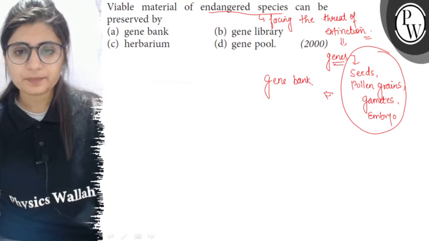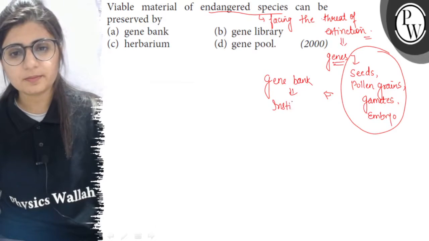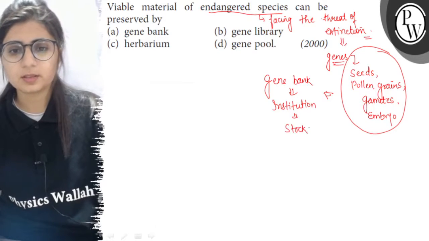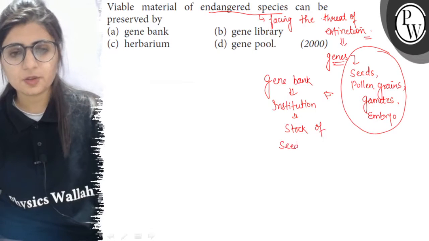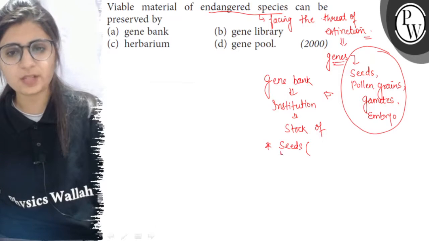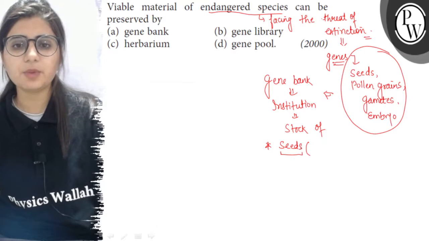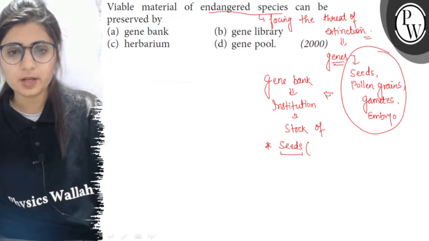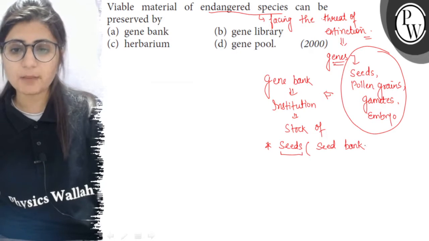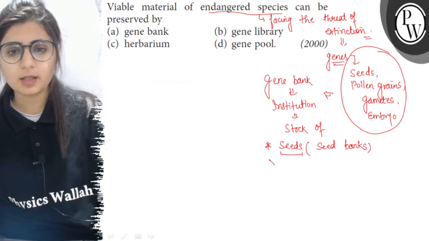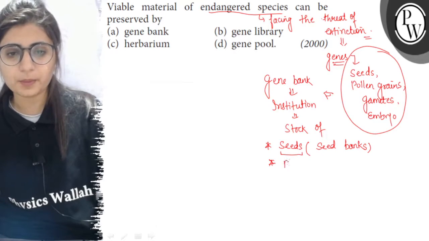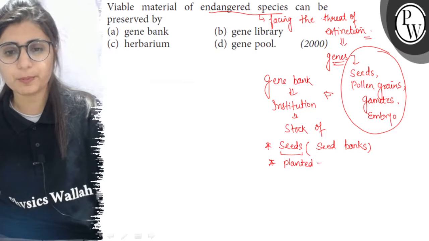So gene bank is the institution which has the stock of seeds. So if suppose one plant is going to be extinct soon, its seeds can be stored so that they can be used in future to produce new plant. If seeds are stored in dried form, then such gene banks are known as the seed banks. Or if the seeds cannot be stored in dry form, then these are planted. So seeds can also be planted.